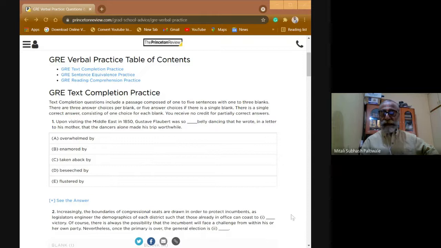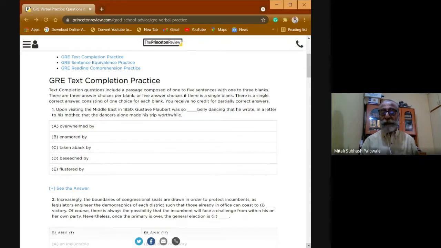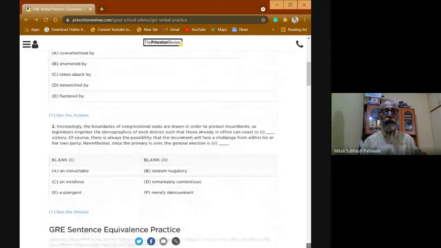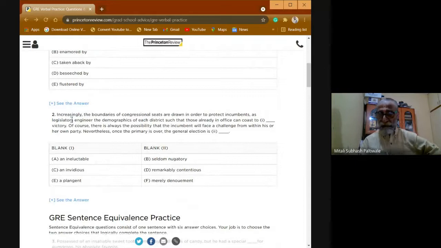Now, let us get into the next question. So here, this is an example of text completion where a single blank is given. In the next example, we will see how a multiple blanks question would look. So now here, this is question number 2, read and understand it carefully. Increasingly, the boundaries of congressional seats are drawn in order to protect incumbents.